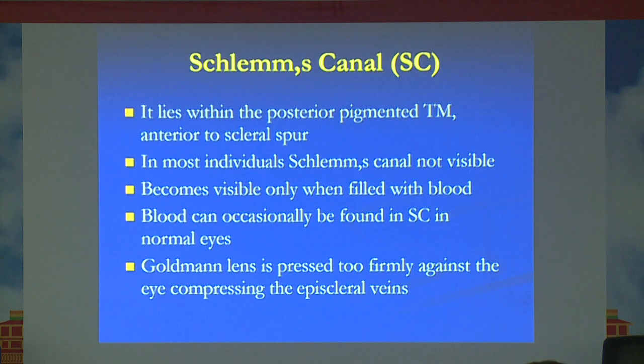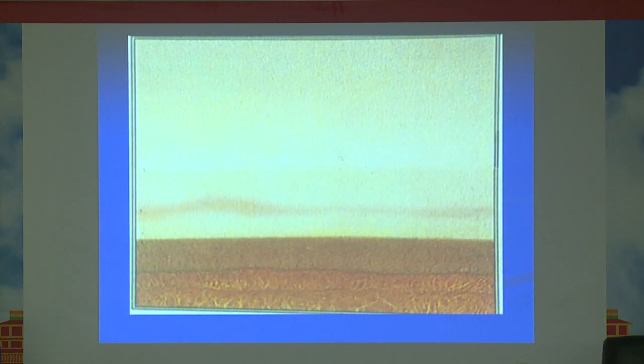Now coming to the Schlemm canal. It lies within the posterior pigmented trabecular meshwork. In most individuals, Schlemm canal is not visible. It is visible when filled with blood. Sometimes we press the Goldmann lens too firmly against the cornea, compressing the episcleral veins. Blood in the Schlemm canal is then visible.